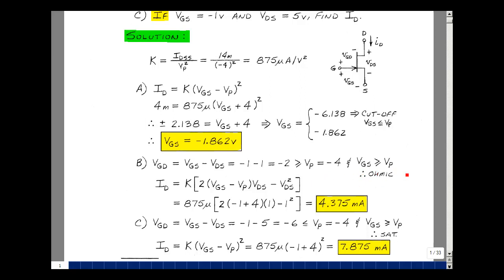And in our chapter 4 class notes, we had an equation for the current in the drain when you're in the ohmic region. And that's K times the quantity 2 times the quantity gate source minus pinch-off times the drain source, minus the drain source squared. This is 875 micro. Here's my 2. Gate source is minus 1. The pinch-off is minus 4. Drain source is equal to 1. And then we're going to square the drain source of 1 volt. That turned out to be 4.375 milliamps.